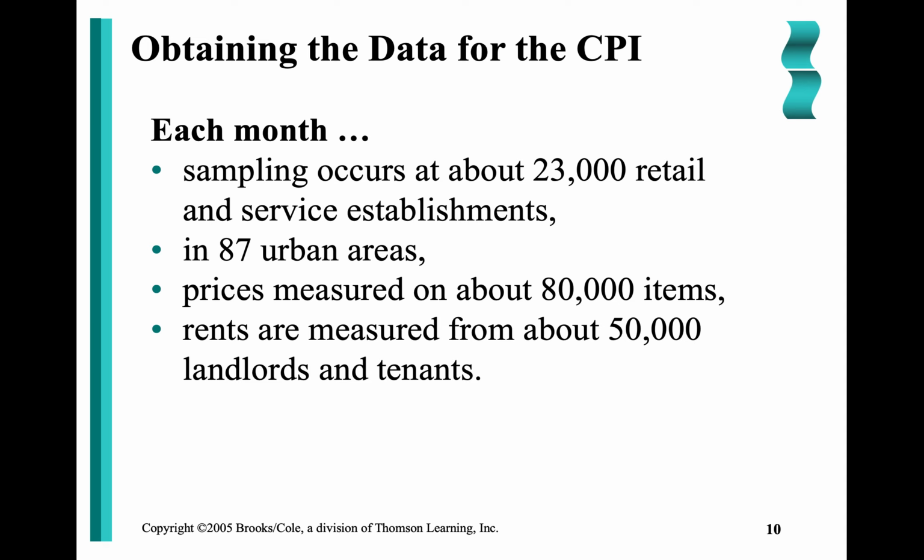How do we obtain the actual data? It says each month a sampling occurs at about 23,000 retail and service establishments in 87 urban areas. Notice that this says 87 urban areas. One of the major faults we'll see with this consumer price index is that it leaves out people in the rural community. While the majority of people live either in an urban area or adjacent to it in a suburban area, there are a large number that live in the rural areas. They're not included in the CPI.